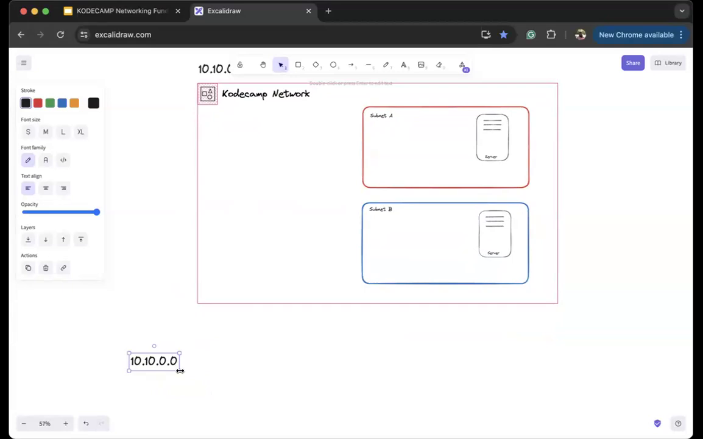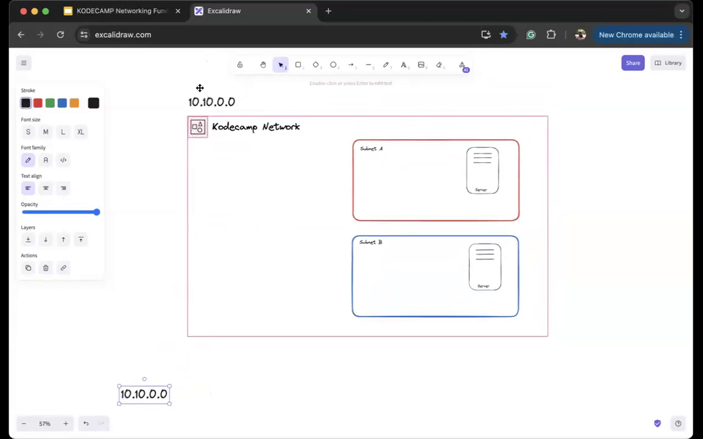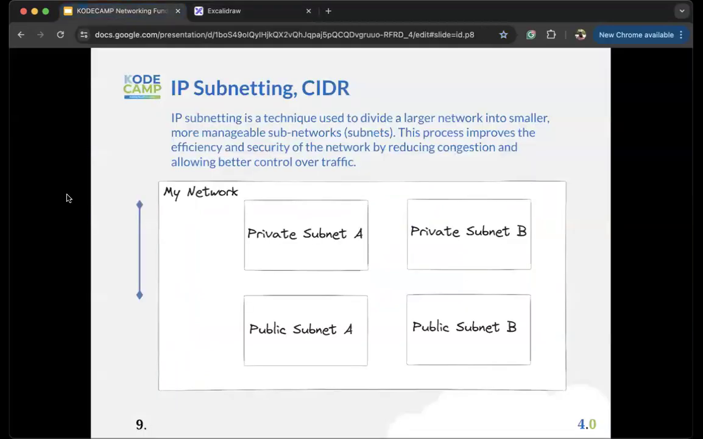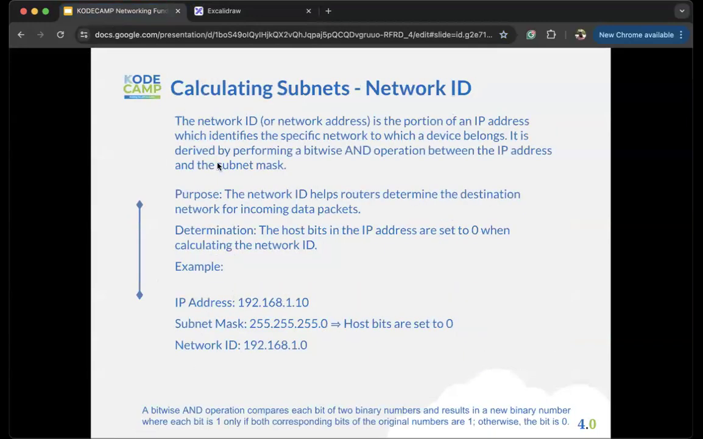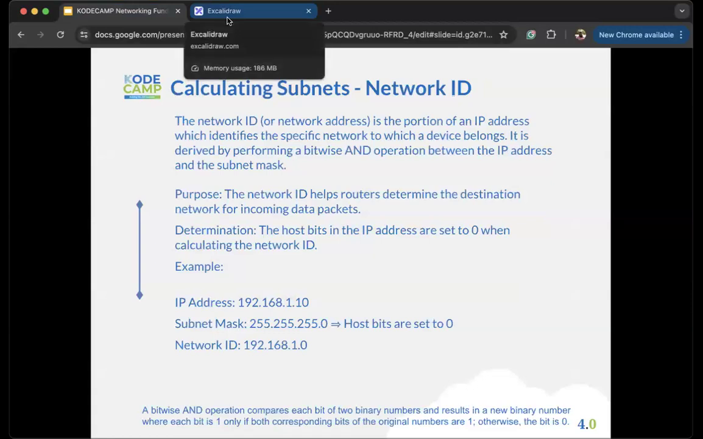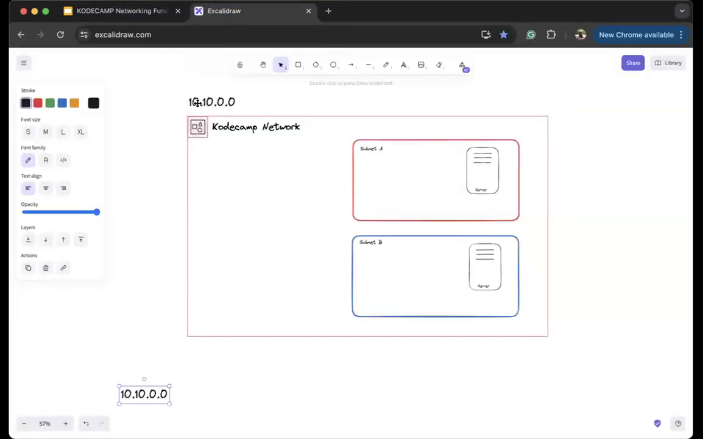Look at this IP for instance. Or let's use the one we've been working with: 192.168.1.10. Okay, let's use that IP address for our network.